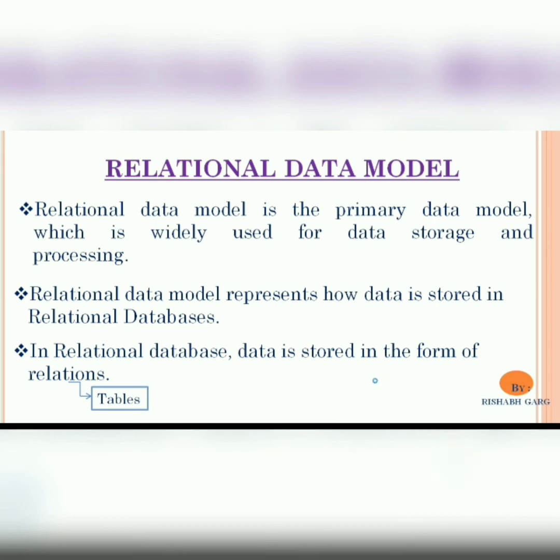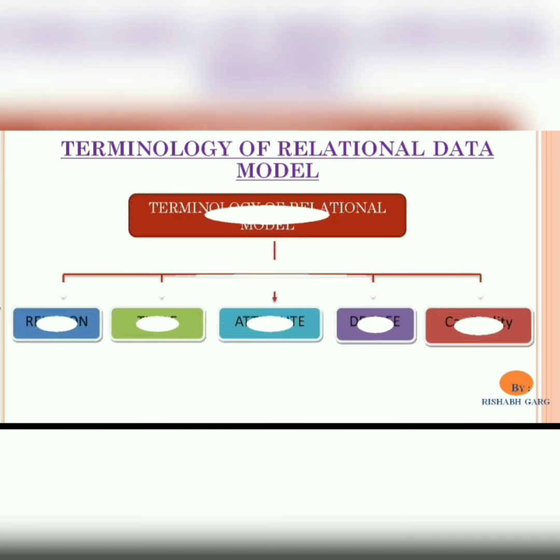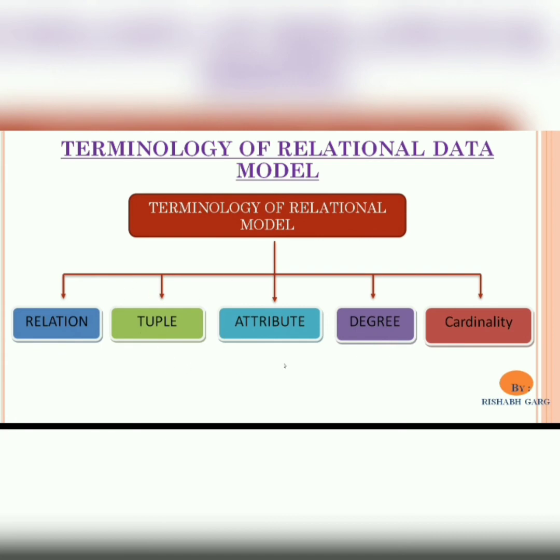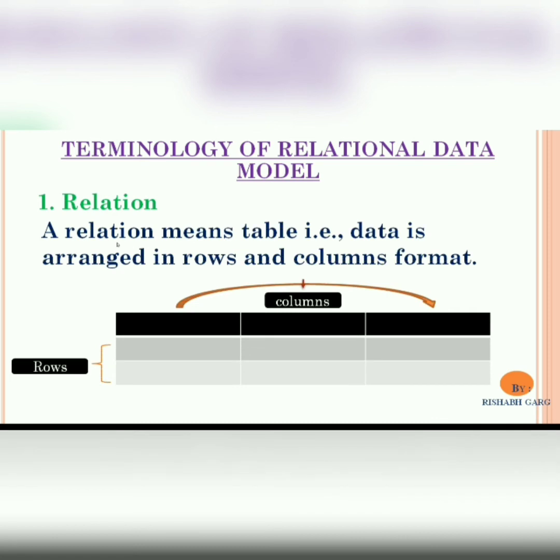Let's move on to our next topic, that is terminology of relational data model. There are basically 5 terminologies of relational data model. Number 1, relation. Number 2, tuple. Number 3, attribute. Number 4, degree. And number 5, cardinality. Let's understand all these terminologies one by one. Number 1, relation. A relation means table, that is data is arranged in rows and columns format. In a database, table is represented as a relation, means the alternate name of a table in a database is relation.